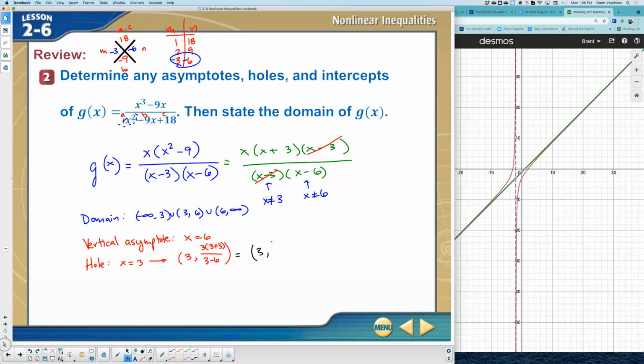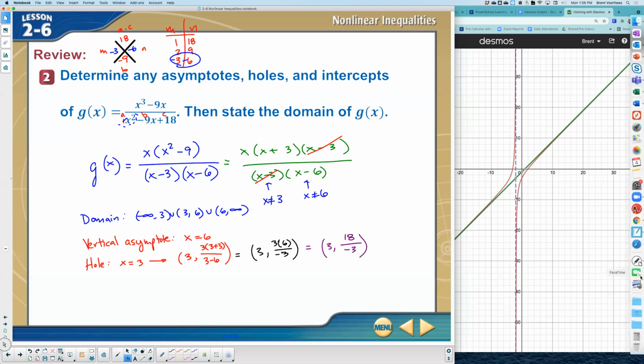I'll just write it out step by step. 3 minus 6 is -3. And one more time here. What is 3 times 6? 18. Divide that by -3. I lied, I said one more time, but now we have to do one more time. So the hole would be located at an x value of 3. What's 18 divided by -3? -6. That's where that white circle will appear on our graph.